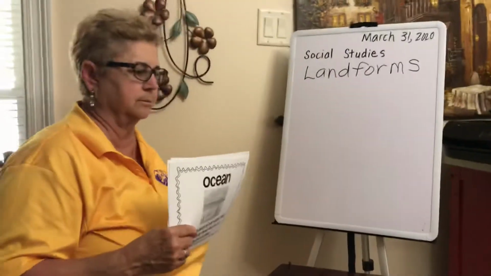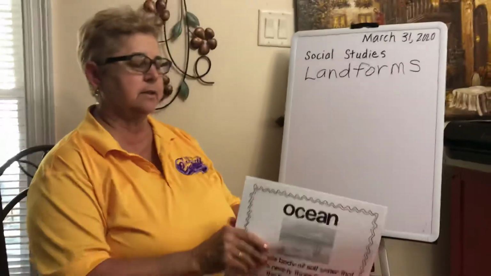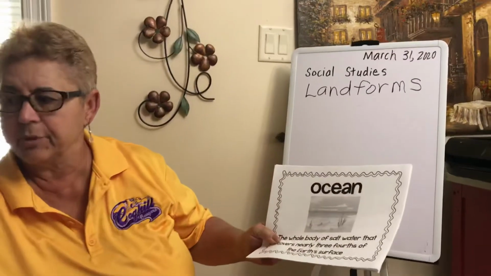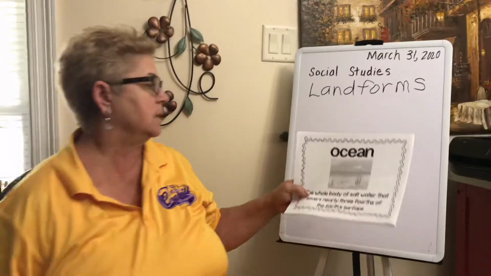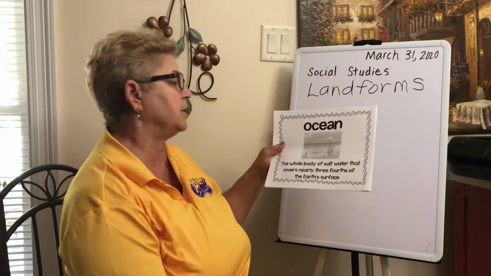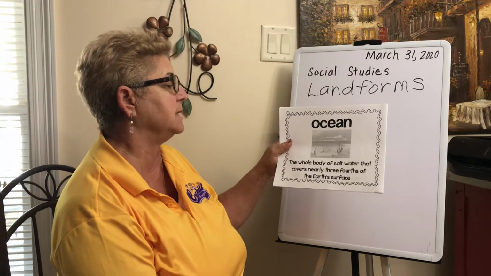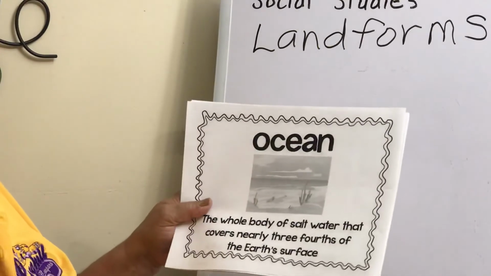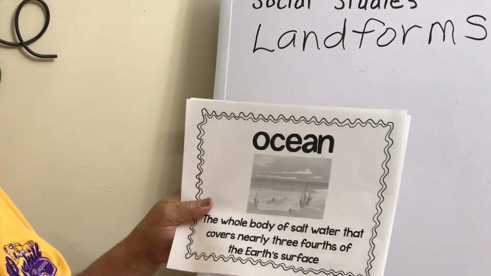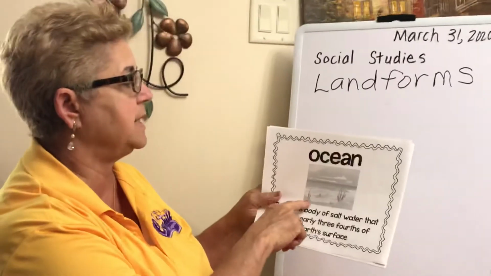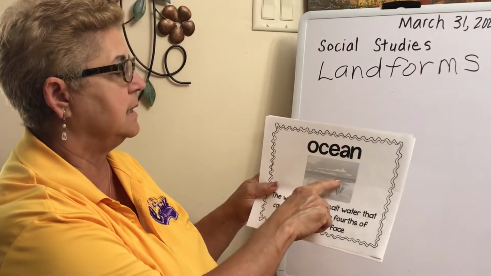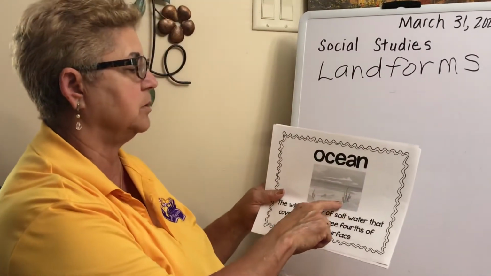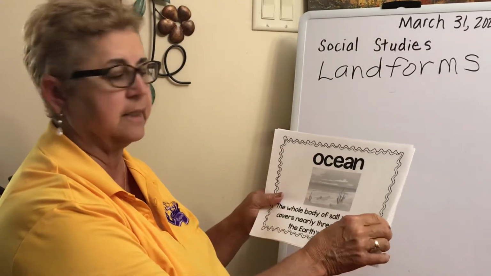Okay, boys and girls. Hope you learned something about the different landforms. So let's refresh our memory about what we've already learned. We learned that an ocean is a large body of salt water that covers nearly 3/4 of the earth. As she talked about it, she talked about the coast. And the coast is where land meets the ocean. So this would be the land, this would be the ocean, and so this would be called a coast, where the land meets the water.